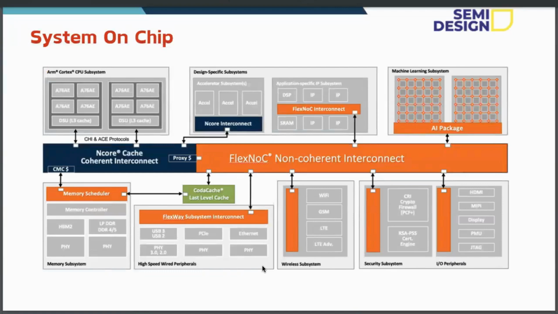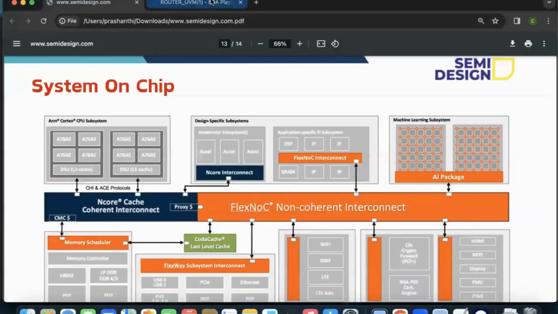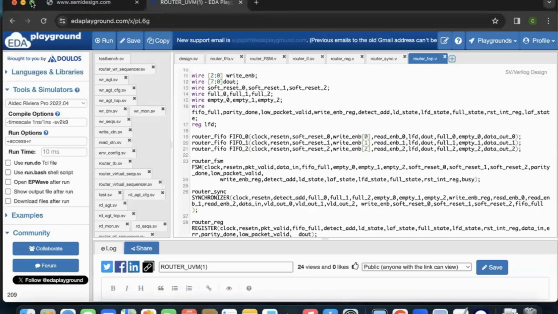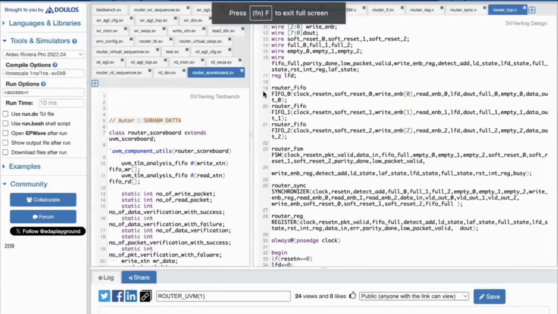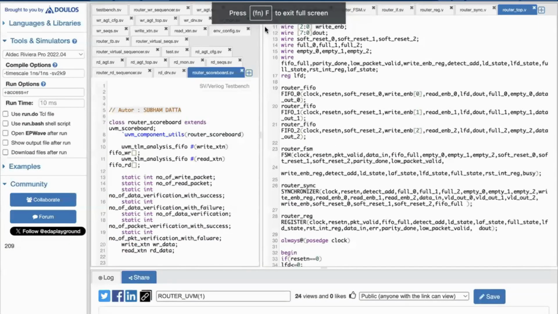Did you understand, everyone? Is there any doubt? Yes, ma'am. In EDA Playground, how do we generate a circuit diagram? In EDA Playground, we can't generate the circuit diagram. The synthesis and simulation tools are provided separately. Here we can generate only simulation and verification.